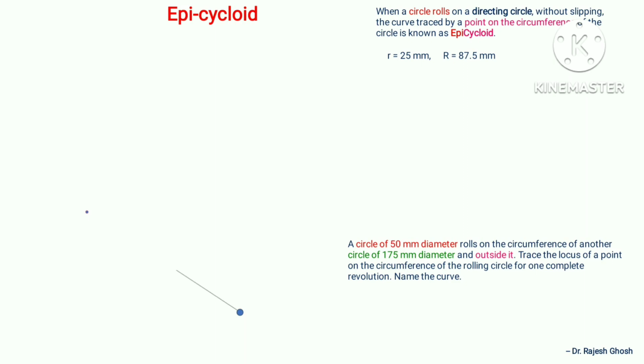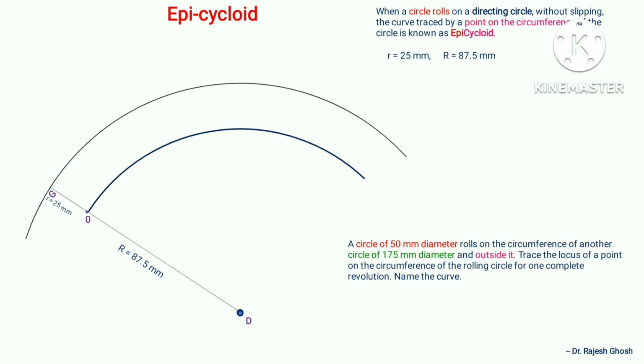First we have to draw a straight line, and here capital D and 0 is of length 87.5 mm, and then D0 is further extended up to capital G, where 0G is 25 mm. With D as center and radius D0, an arc is drawn in deep blue color which denotes the base circle, which is the directing circle. Then with D as center and radius DG, another arc is drawn which denotes the locus of the center.